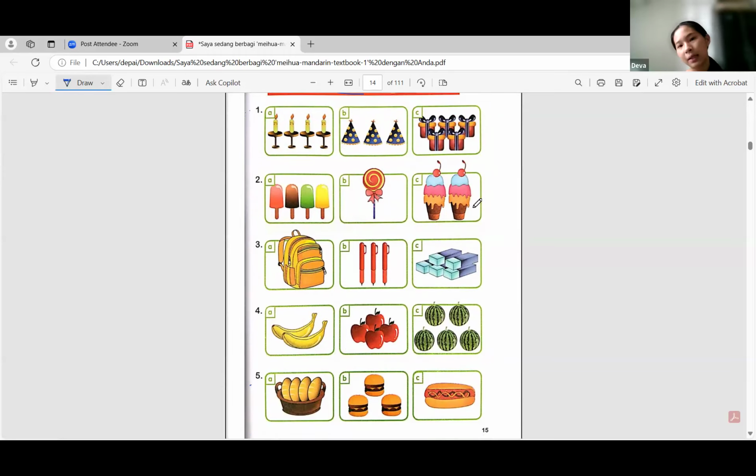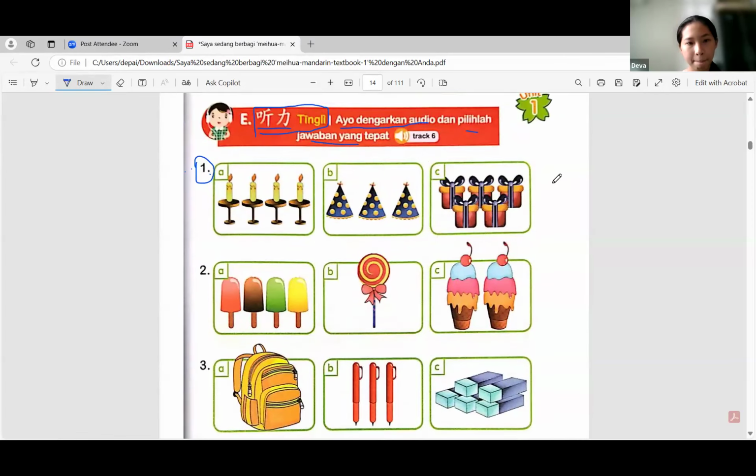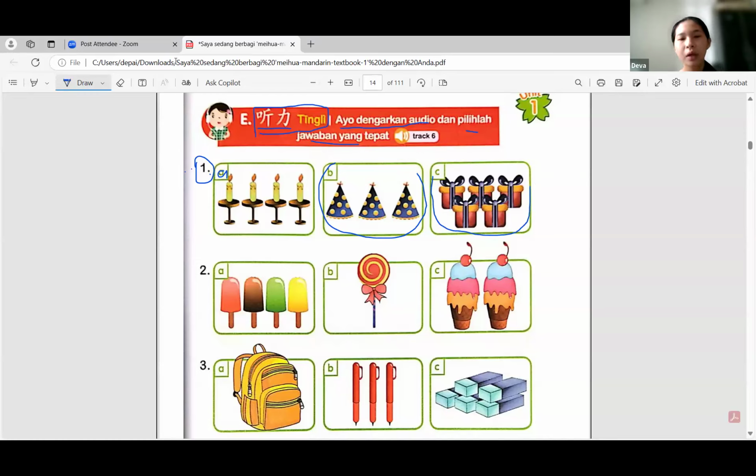Lima soal ini nanti harus kasih contoh dulu. Misalkan nomor 1, semua perhatikan nomor 1. Lalu zoom aja ya, biar kelihatan. Di sini ada gambar A, gambar B yang topi, dan gambar C, kado. Sudah ya, sudah lihat ya.